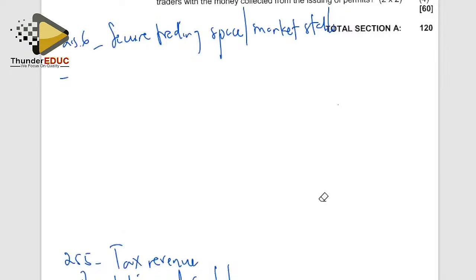On a sunny day, they are operating in sunny conditions. On a rainy day, they are operating in rainy conditions. On a cold day, they are chilled in the cold weather. So the government or the municipality in this instance must secure a trading space for them and ensure that they have got proper market stalls.